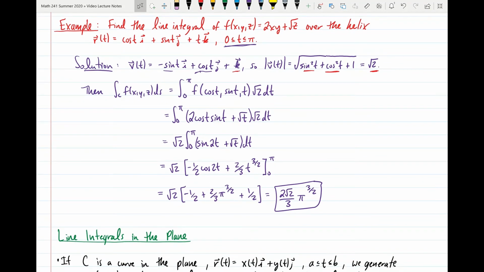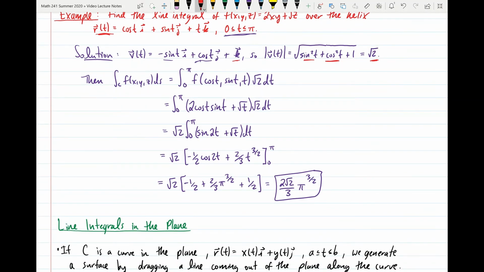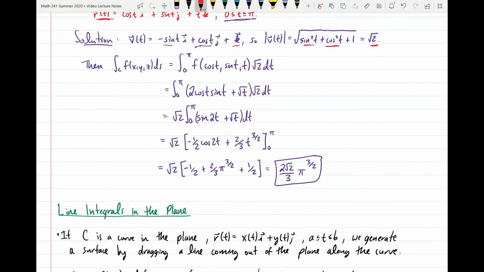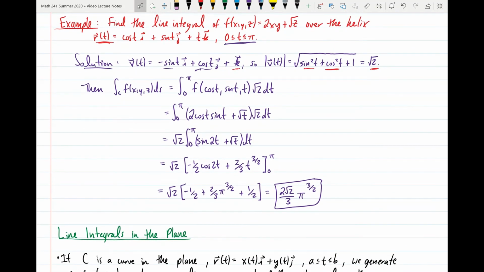And now we can write the line integral of f of x, y, z over C as equal to the integral from 0 to pi. So here we're just using the parameterization that was given to us in the problem, f of cosine t, sine t, t, multiplied by the square root of 2, because that's the magnitude of the velocity, dt. So we can take cosine t, sine t, and t and plug them in for the appropriate variables in the function f of x, y, z. And that'll give us 2 times cosine t sine t plus the square root of t. And again, we're still multiplying by the square root of 2 here.